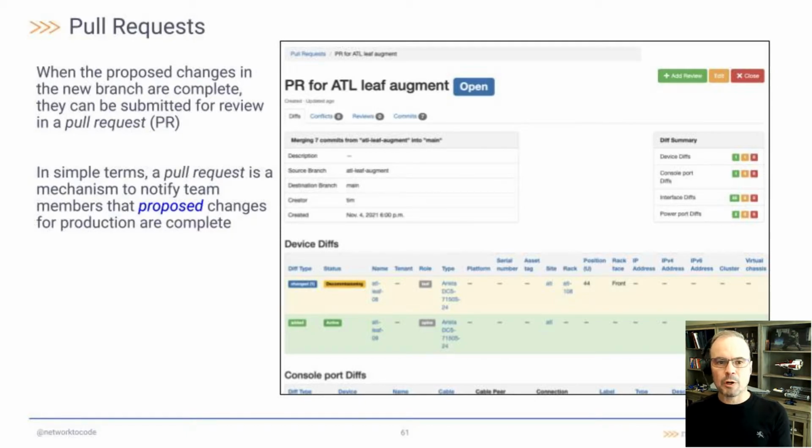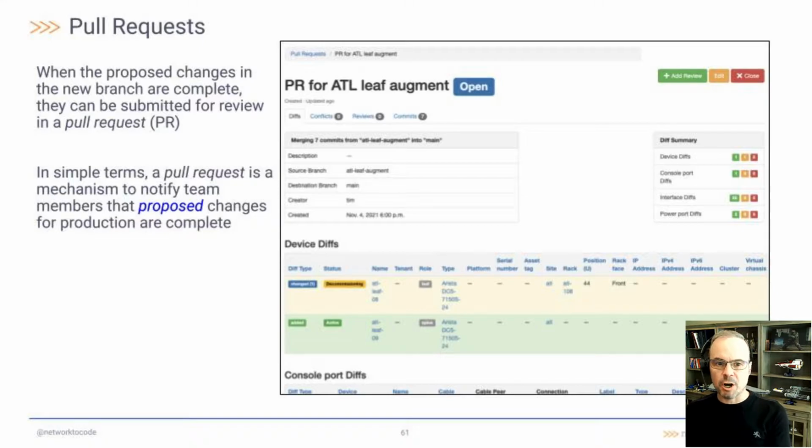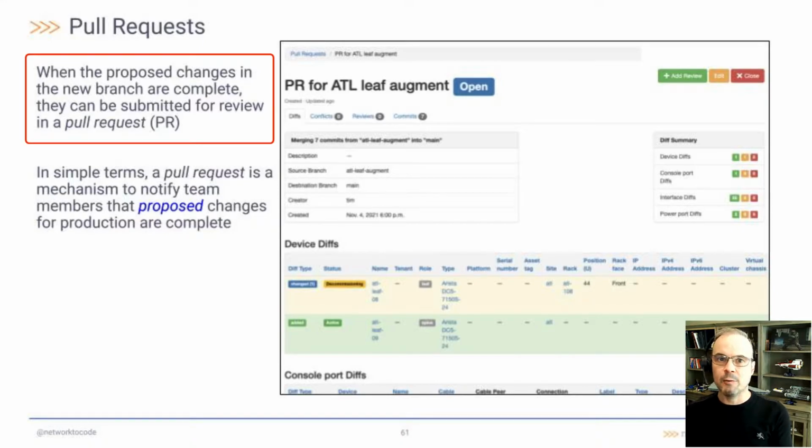So what is a pull request? In simple terms, a pull request is a mechanism to notify other members of your team that proposed changes for production data are complete. Now, when those changes are complete, they are submitted in what is called a pull request.